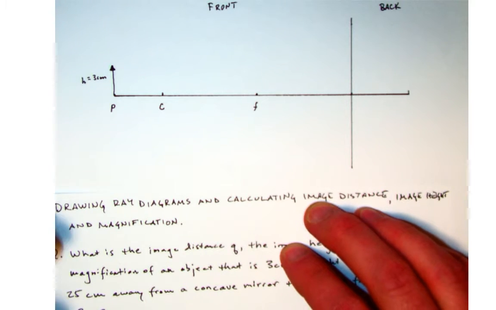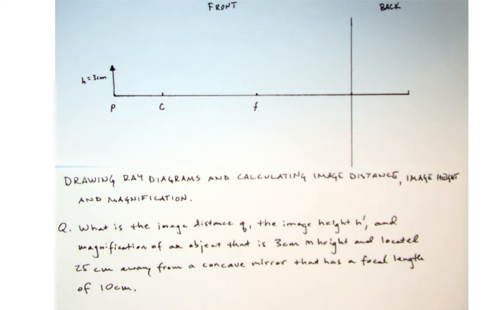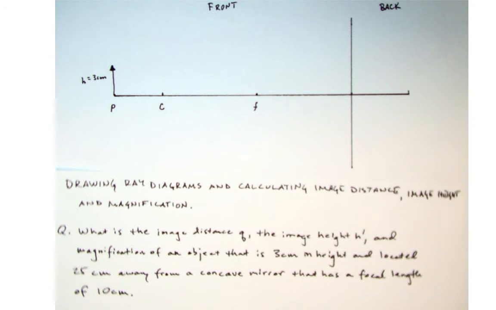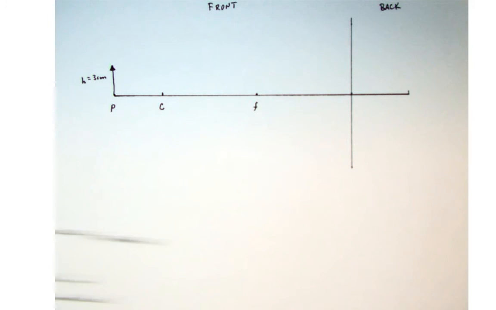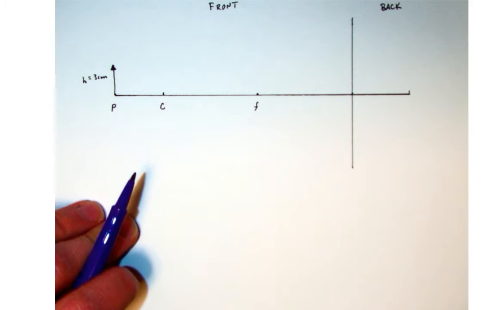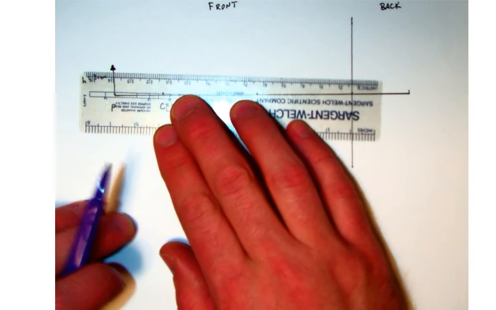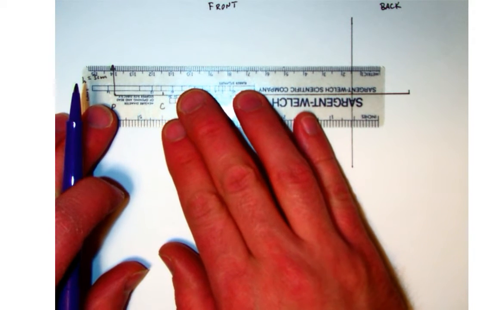Alright, so now I can start drawing some rays, and the first ray goes parallel from the top of my object to the mirror and then back through the focal point. So I'm going to use a purple pen here to represent that. And I want to make this as parallel as I can.